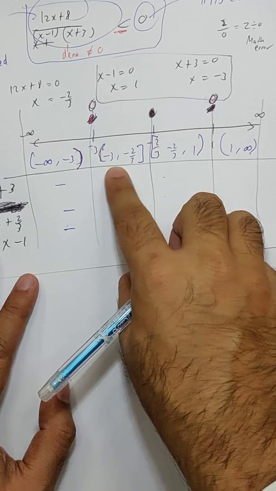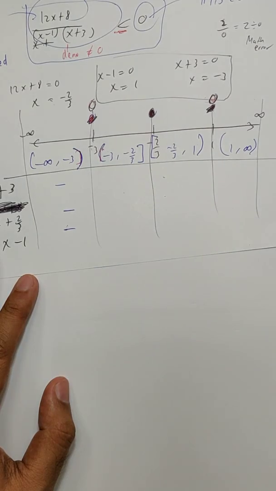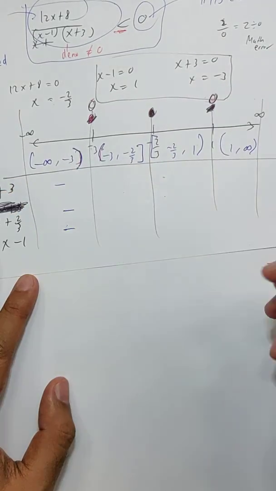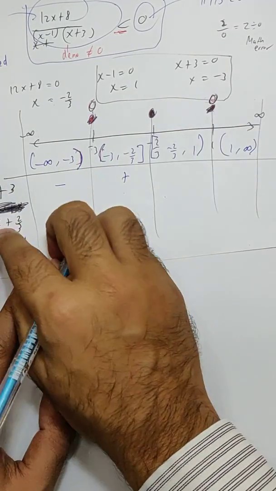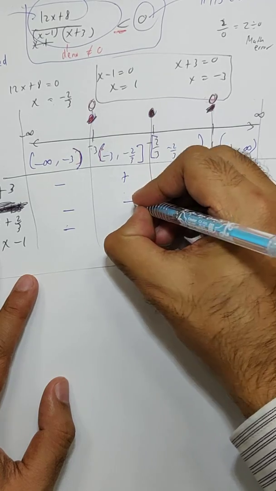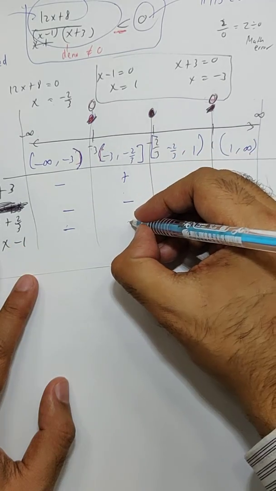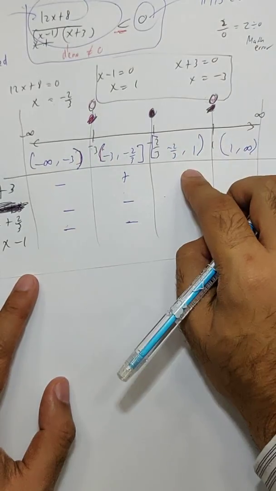So choose one number in between. Negative 2. So negative 2 plus 3: positive. Negative 2 plus 2 over 3: negative. Negative 2 minus 1: negative. Continue here.